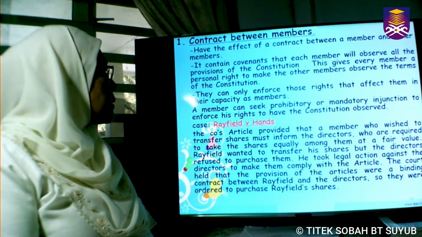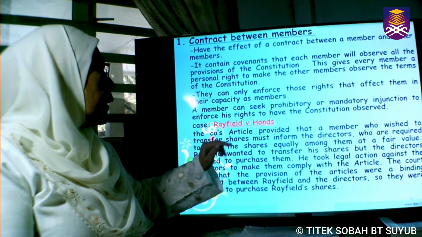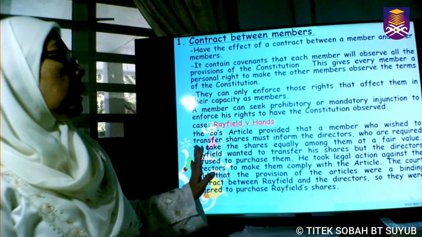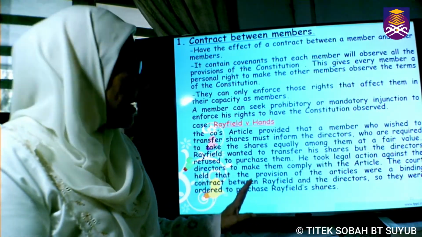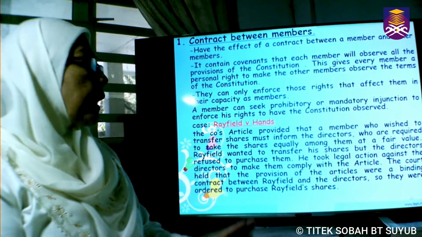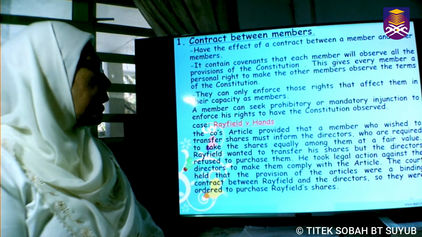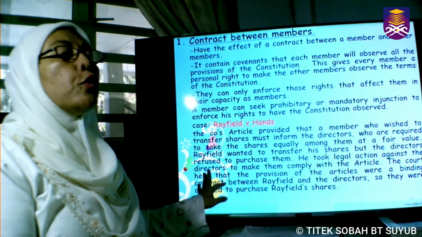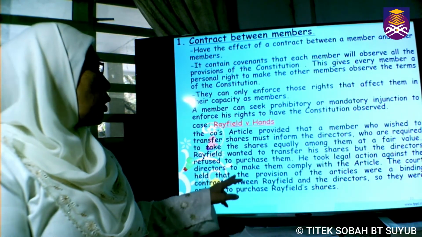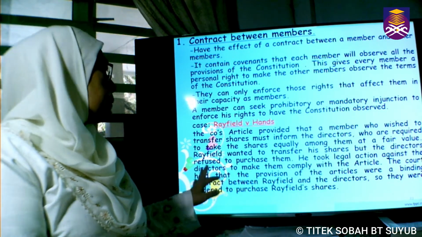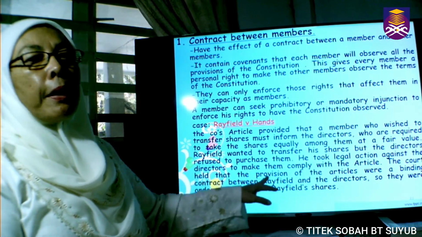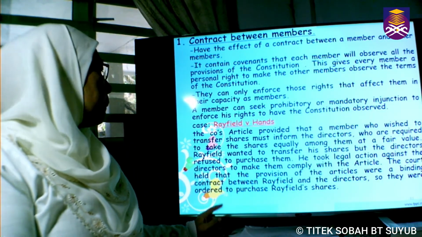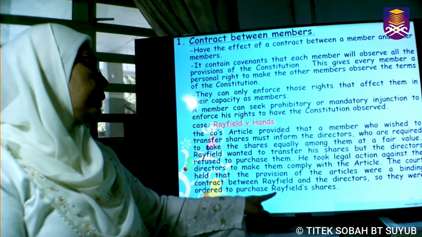So let's have a look at the case of Rayfield. In the case of Rayfield, it stated that if any member wanted to transfer their share, then they must inform the directors. Then the directors will take over the share at the fair value. Rayfield wanted to transfer his share, but the directors refused to purchase it. So Rayfield took legal action against the directors, so that the directors would comply with the articles of association, and the court held that these provisions were a binding contract between Rayfield and the directors.